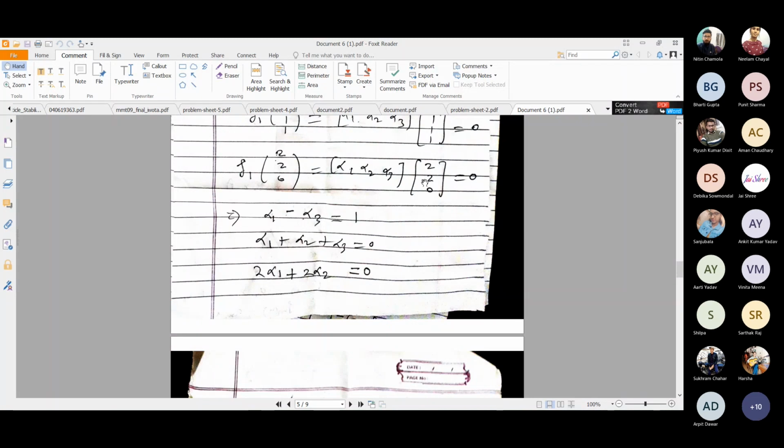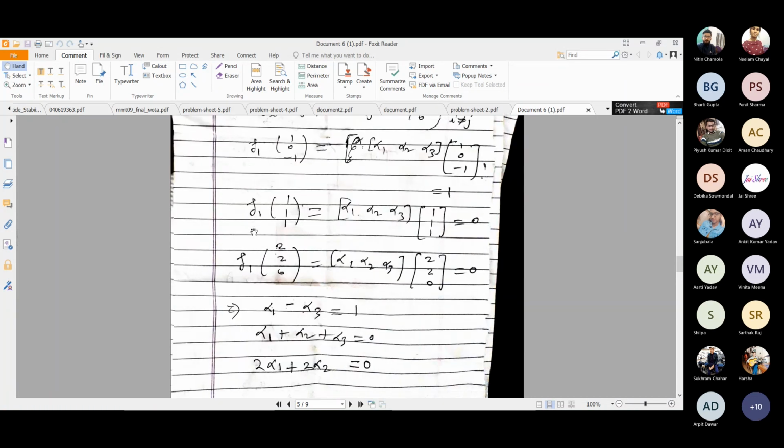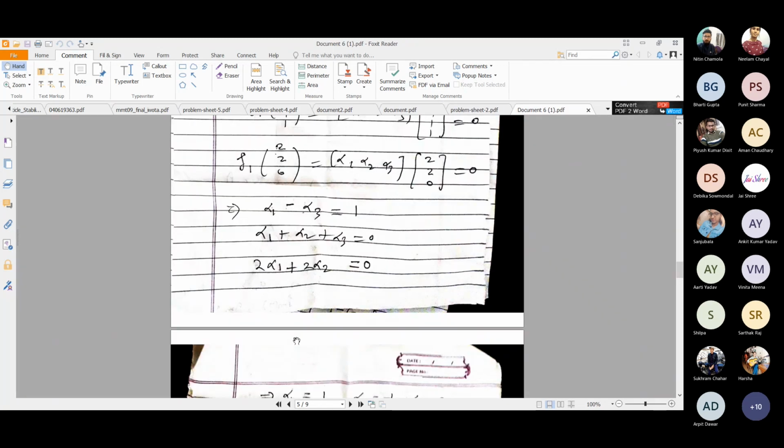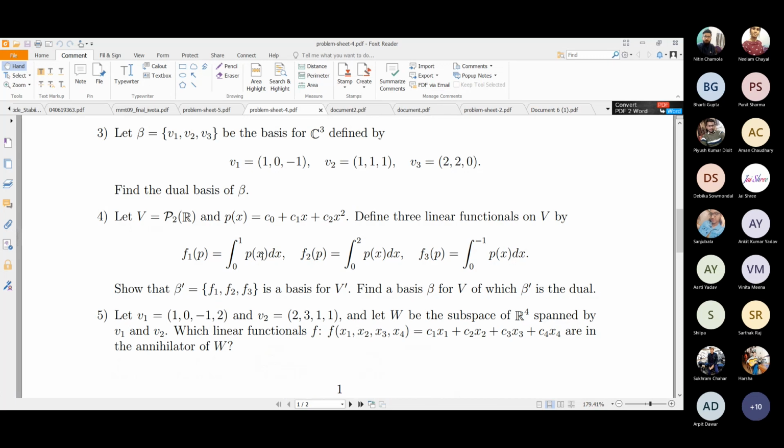What you are trying to say is also correct, but it is basically in the general sense. I was just trying to say that you can do it in this way also. Is the problem clear? How will you find this dual basis? Yes, sir. Okay.